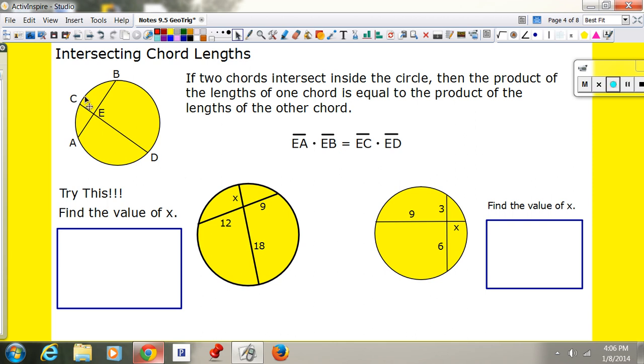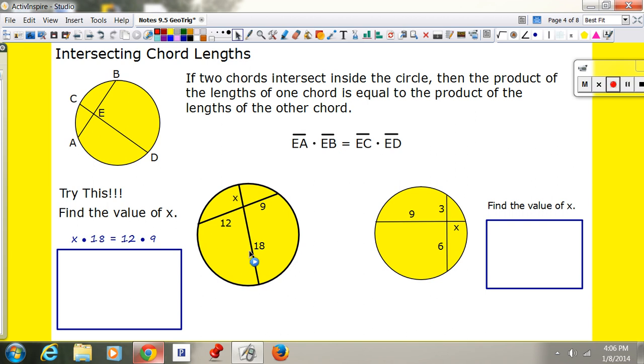So easy enough, we're just multiplying and solving. So if this is x and that's 18, and that's 12 and that's 9, simply do x times 18 equals 12 times 9. These two pieces equal these two pieces when you multiply them. 18x equals 108, therefore x is going to be 6. So this x would be 6.